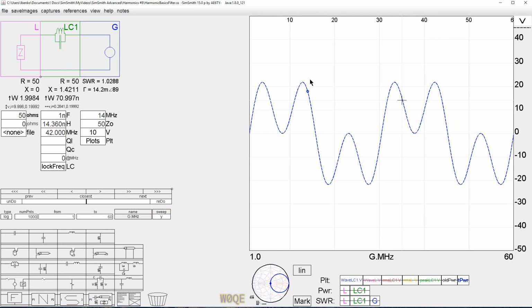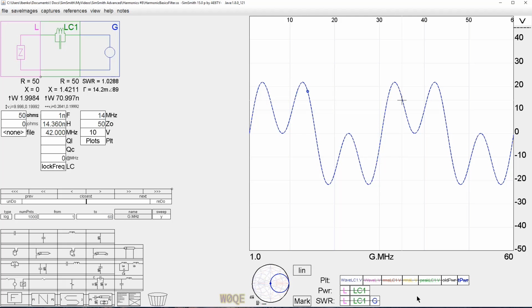Now here's a new graph. It's similar to the last one, but what I included in this graph is a parallel LC circuit, which is resonant at 42 megahertz. 42 megahertz is the third harmonic of 14. What this means is the signal here, which has the fundamental and a harmonic both in it, will have the 42 megahertz signal removed from here.